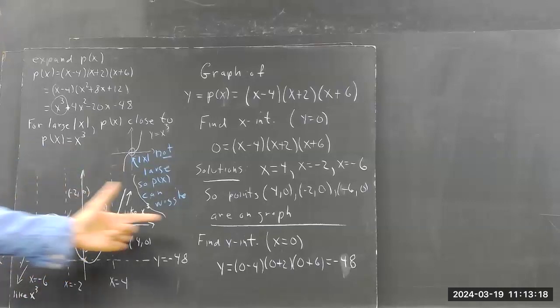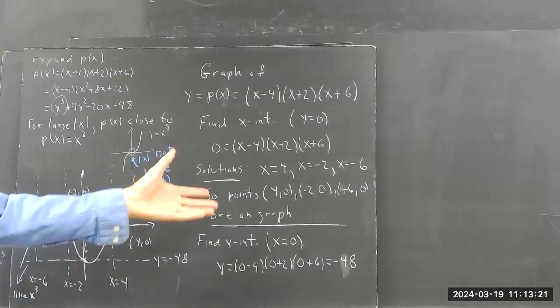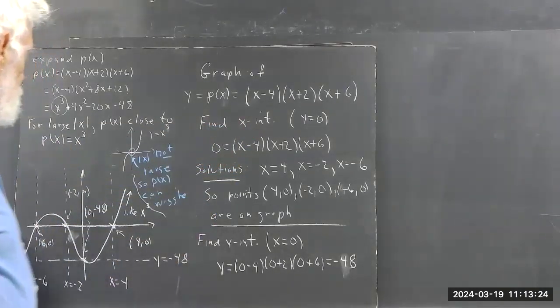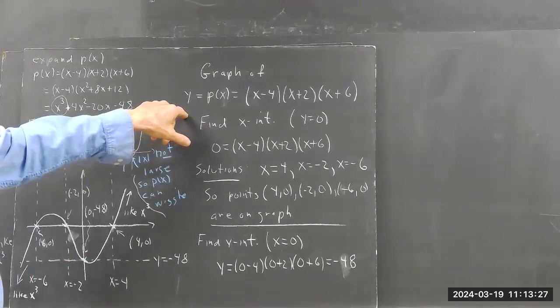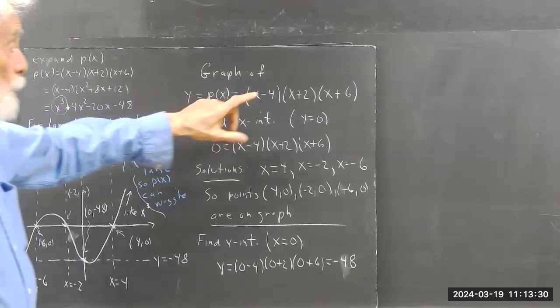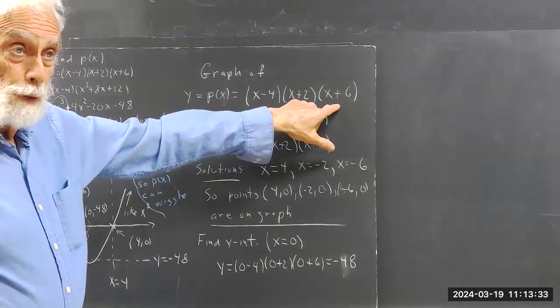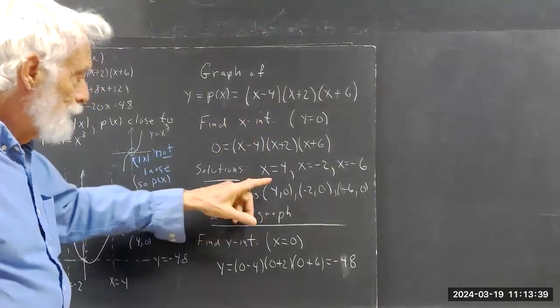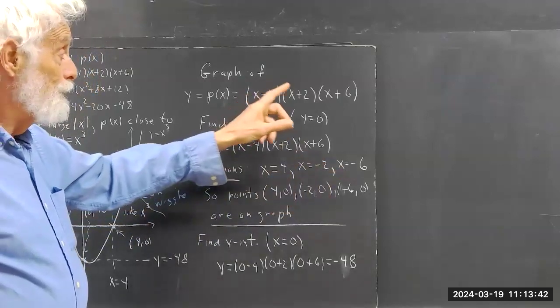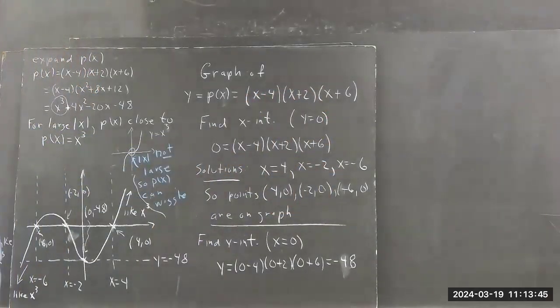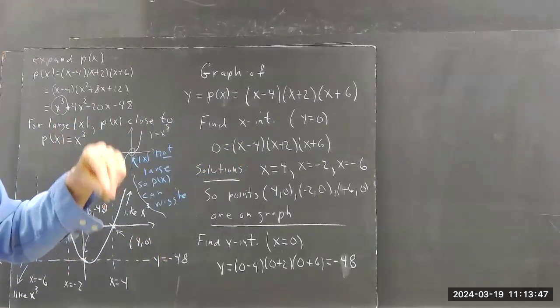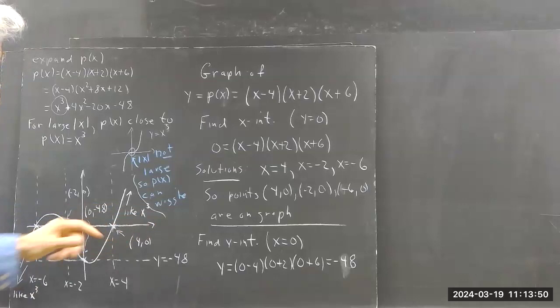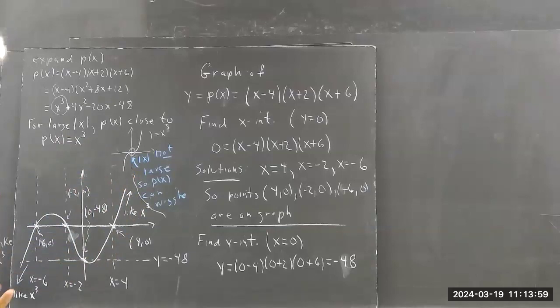Now, the curve can't go through the x-axis unless it's at one of these points. Why? Because if it goes through the x-axis, then y is 0 at that point. And if y is 0, then one of these has to be 0. And the only way one of these can be 0 is at these 3 points. If x is any number except these, none of these is 0, so you don't get 0. You can't multiply 3 non-zero numbers to get 0. So the graph can only go through the x-axis at these points, or only touch the x-axis, turns out in some cases.